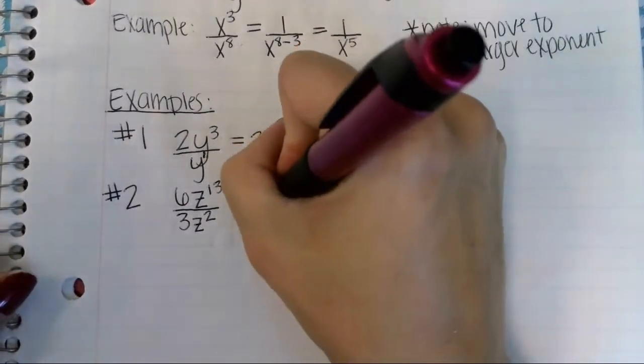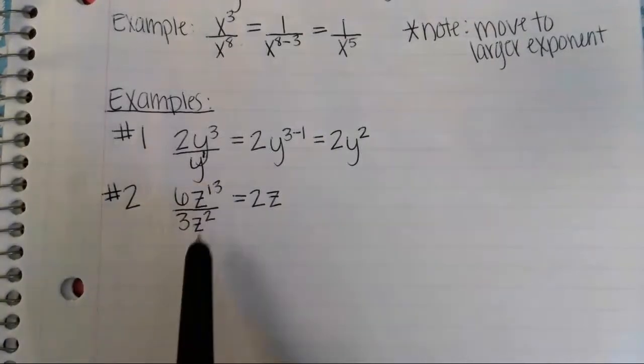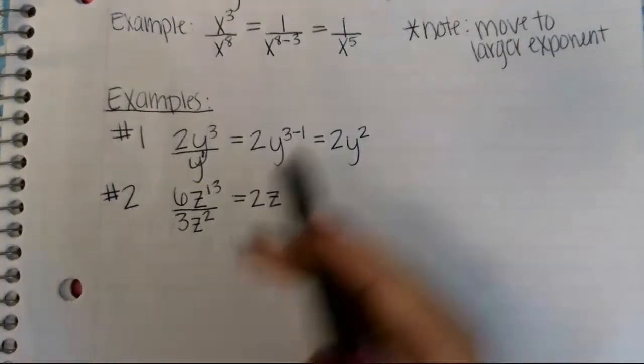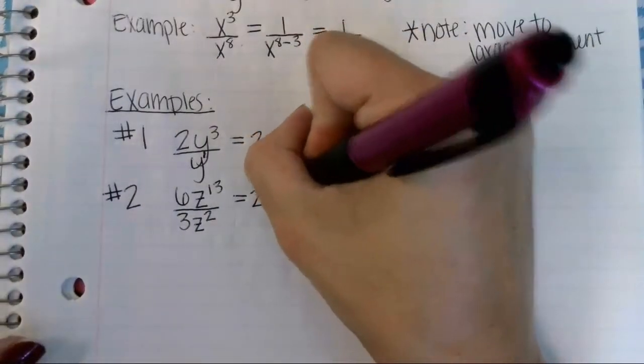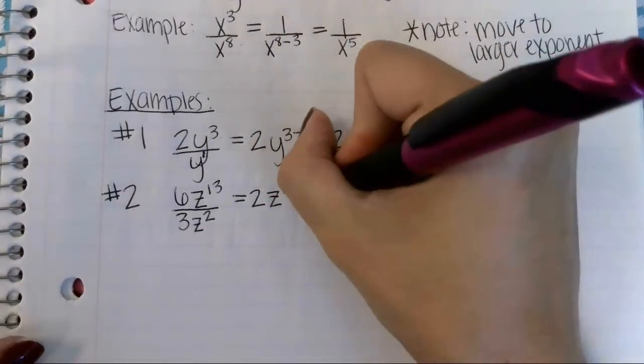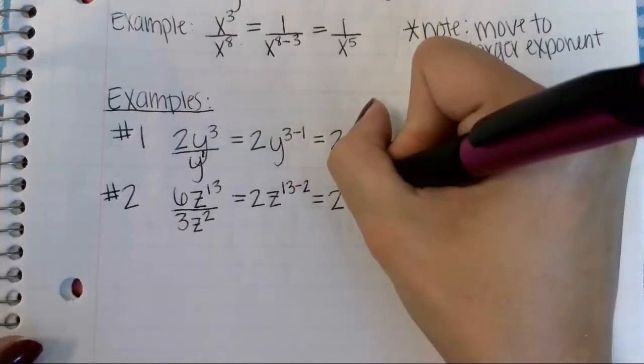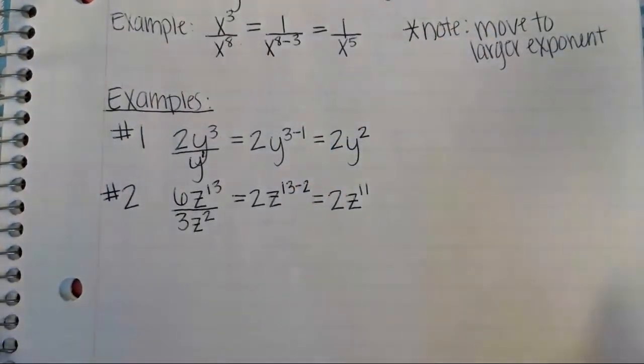And then I also have to deal with my z's. So I have z to the 13 and z squared. The 13 is larger, so it's going to become 13 minus 2. So my final answer here is going to be 2z to the 11th. 13 minus 2 is 11.